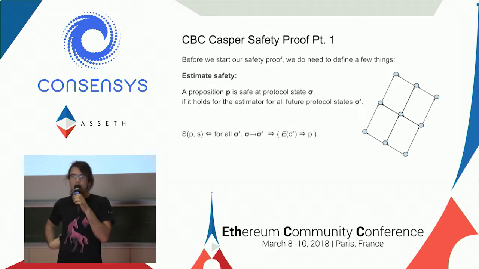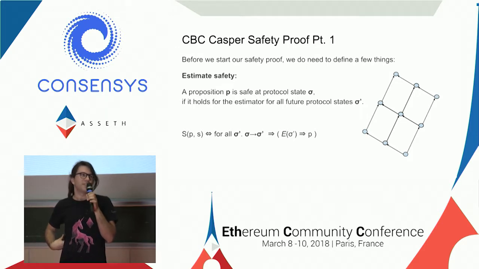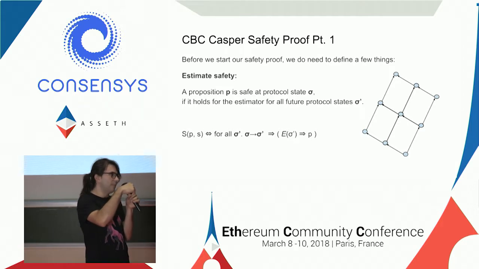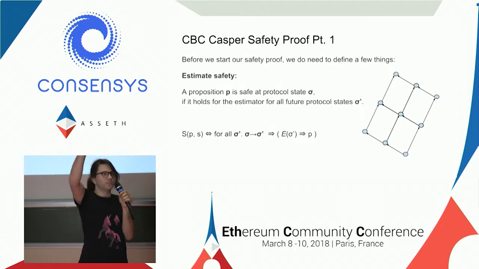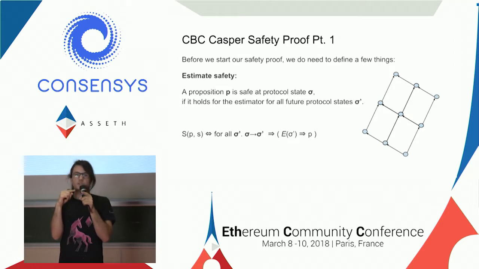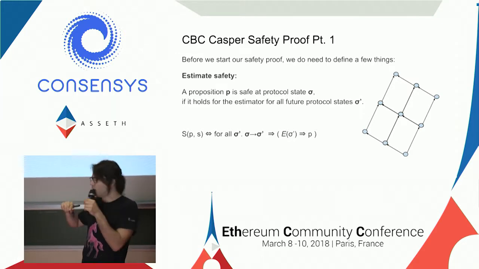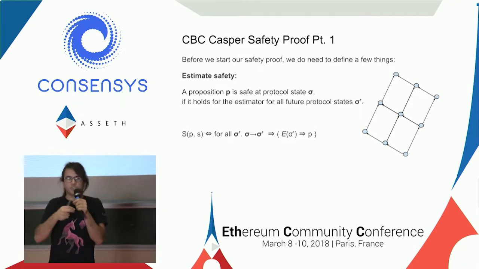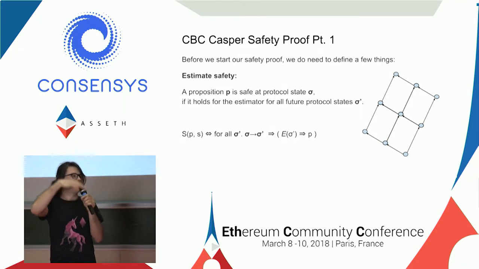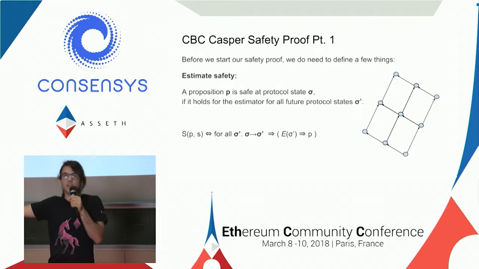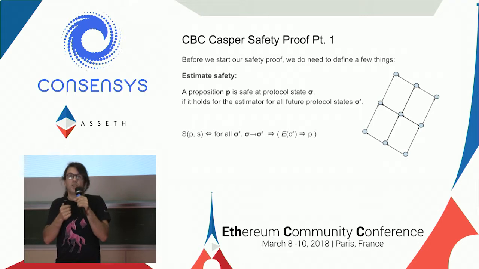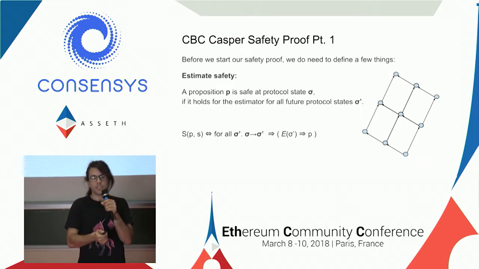Finally, we have this definition here, which is the last definition before we can really step into our proof. It's called estimate safety. It's a local notion of safety that says, for some proposition P, it holds for the current state and all future states. So it's a function of a proposition and a state, and it says that the proposition holds for the estimator and all future states. So any way you can follow these transitions down, you'll only get to states which map to a value of the consensus that entails this proposition P. So when something is safe, it's invariant over all future protocol states.